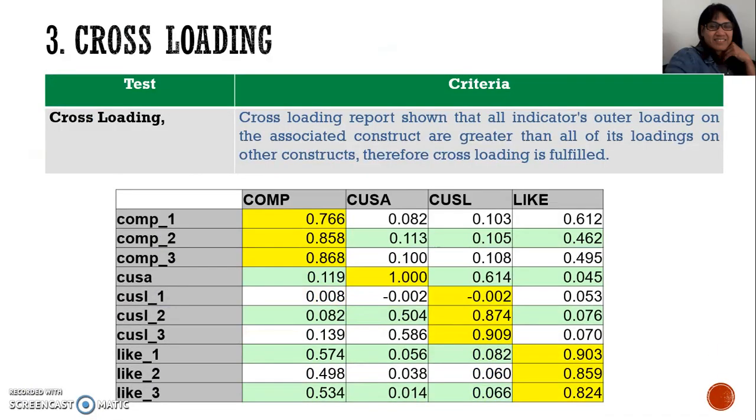So here's the cross-loading result. As you can see, this number is greater than any number in here, this number should be greater than any number here, and this number should be greater than any number in here. So the cross-loading criterion is fulfilled except for the customer loyalty number 1 here.